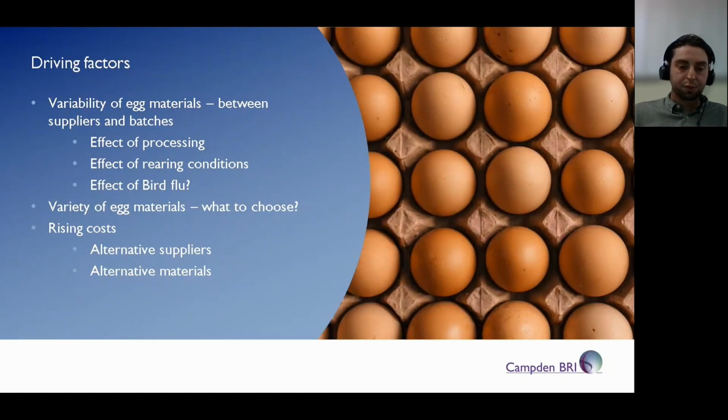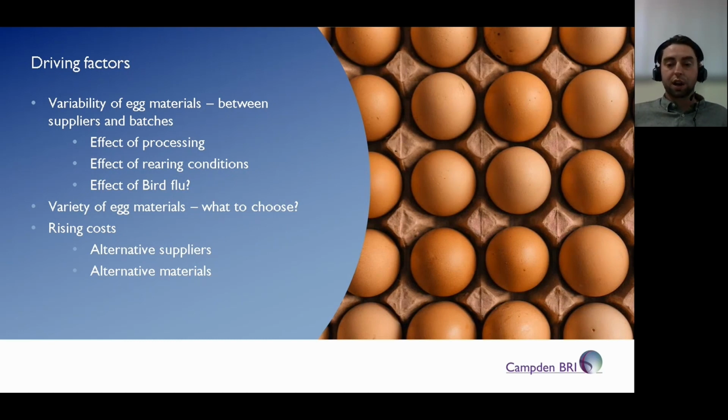i.e. their functions. There's a lot of focus on egg in the media and in the industry at the moment. Rising costs are causing people to look for new suppliers, look at new materials. And one egg is not the same as another egg. One egg material you buy from one supplier is not the same as another egg material. Egg materials can vary in their functionality and the effect of processing.